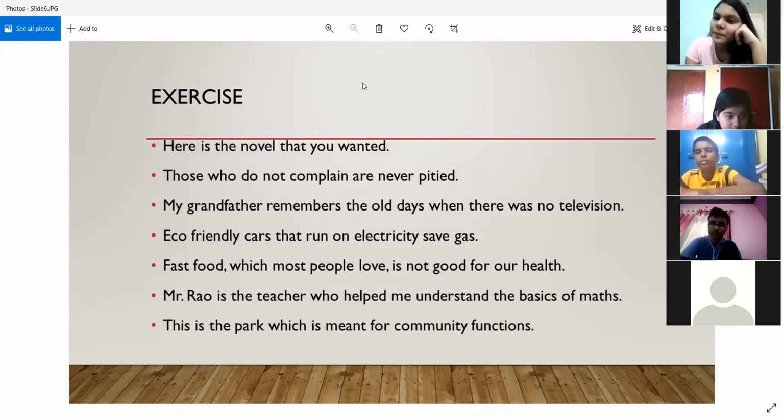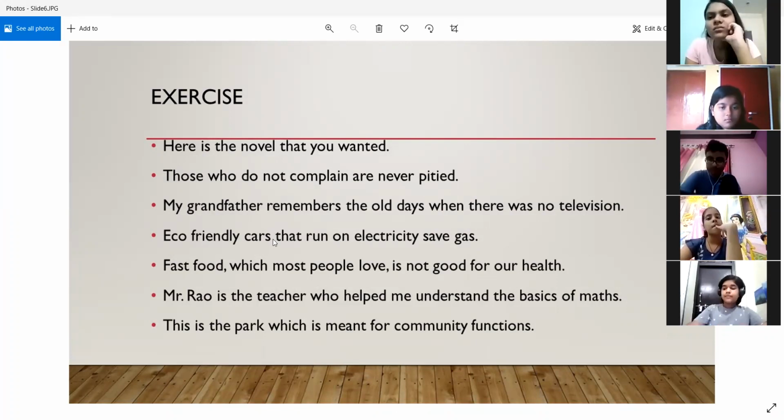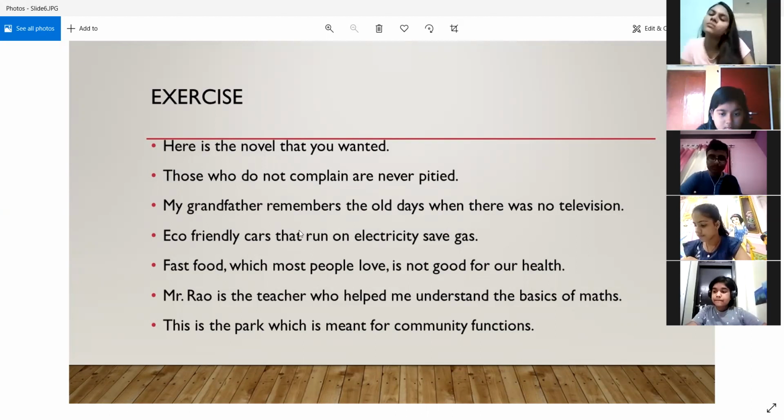So you can see the previous example has been repeated, the one with those who do not complain. If we take the noun part also, eco-friendly cars, then the whole thing will become the noun clause. But if we remove the noun part from it and take only that run on electricity, then this part becomes the adjective clause because it will start describing the eco-friendly cars.